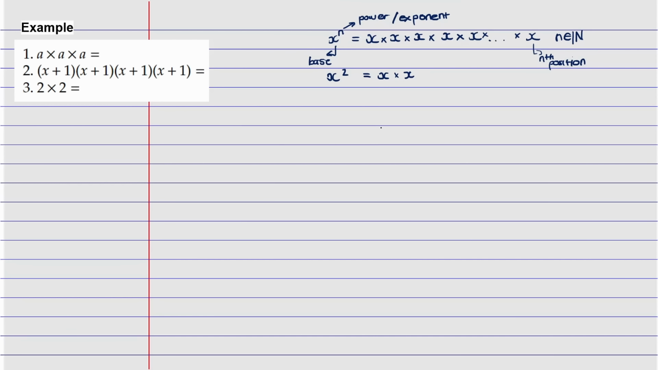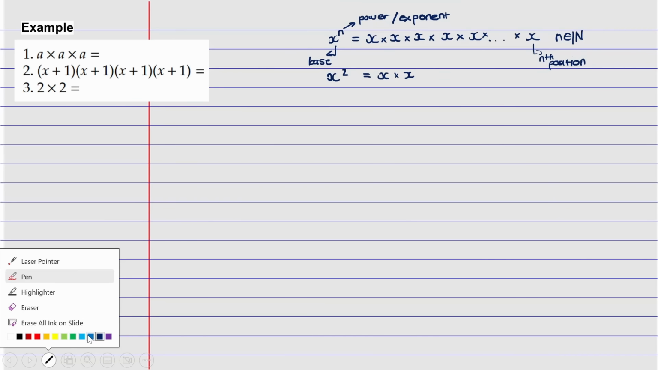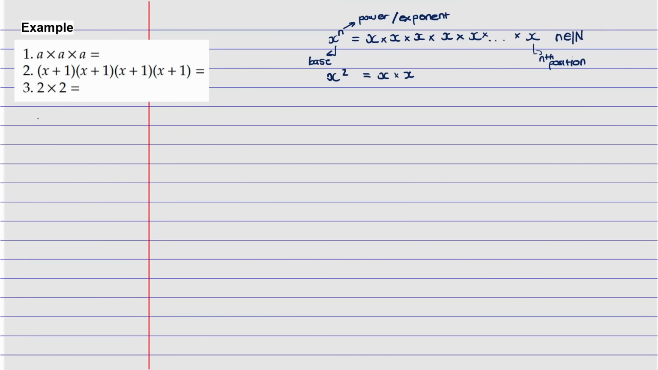So with that said, let's look at our example. I'm just going to change my pen. Looking at example number 1, it says we have a multiplied by a multiplied by a. What does that mean, right? In simple terms, how many a's are multiplied with each other? It's 1, 2, 3. So this is going to be the same as a to the power 3, and 3 is going to be our power and a is going to be our base. I hope that makes sense, right?